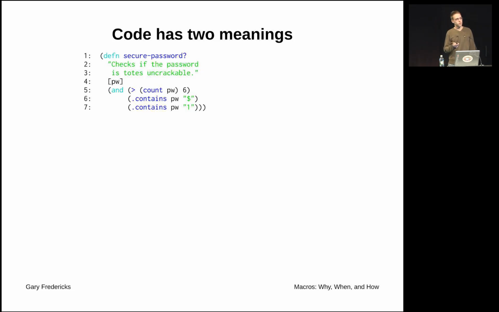But at compile time, this has a different meaning, which is that it's a list, which is what's indicated by the parentheses. The first two things in the list are symbols, and even though defn is something that's in Clojure core and secure-password is something we made up, they're both just regular symbols. Third thing is a string, and then we have a vector with another symbol, and then another nested list with some more symbols and things, and the dot contains on lines 6 and 7, even though they mean something really special at runtime, are just another symbol at compile time.